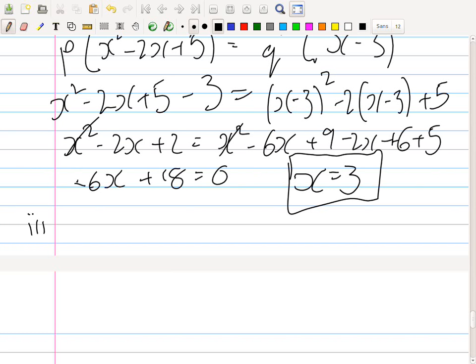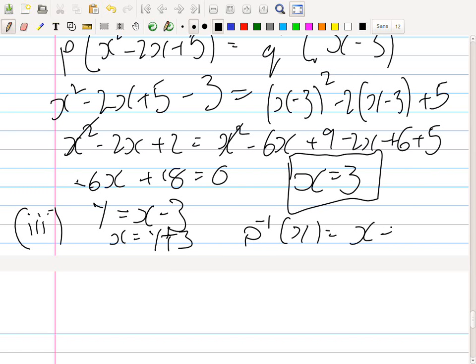And then part 3 is ridiculously easy. He wants the inverse of P. So if you remember how to find the inverse of P, what you do is you write y equals x minus 3. And then how do you find the inverse? Yeah, you solve for x. So what does x equal here? y plus 3. So the inverse function for P is just equal x plus 3. Very good, Jeff. And that is only 1 mark.